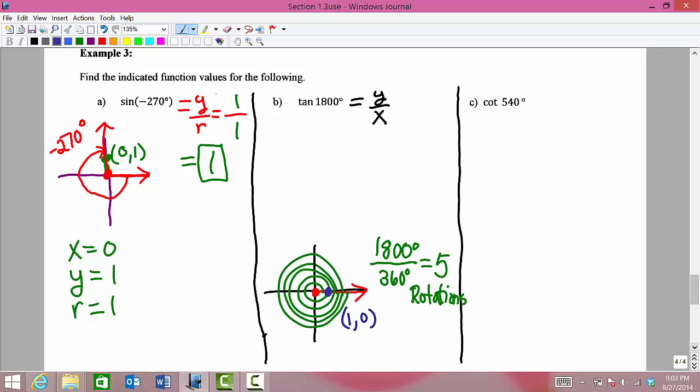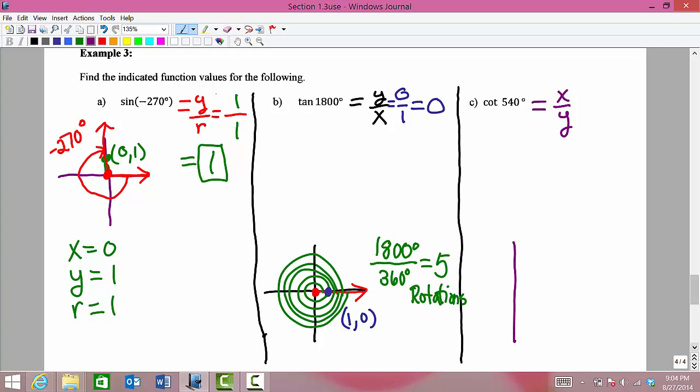So I can pick a point that lives on my terminal side, which would be (1, 0). All we need is to know x and y. My y is 0. My x is 1. So we get a tangent value of 0. Now cotangent of 540. Cotangent is x divided by y.